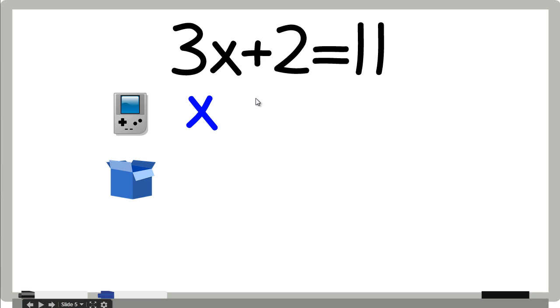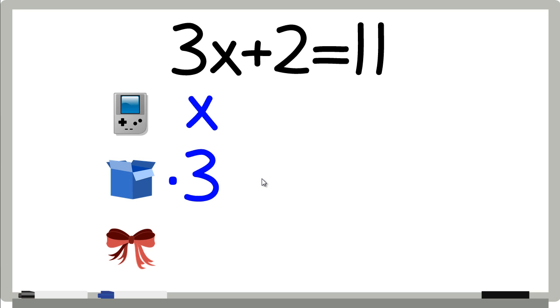Well, according to order of operations, you always have to do multiplication and division before you do addition and subtraction. So 3 times the x would come before the 2 getting added onto it. Being multiplied by 3 is the first thing that happened to the x as it got wrapped up in the present. So that's kind of like putting the x inside of the box. That's the times 3. The next step then would be putting the bow on top of it. Well, that's going to be the plus 2 because, by order of operations, addition and subtraction come after multiplication and division.